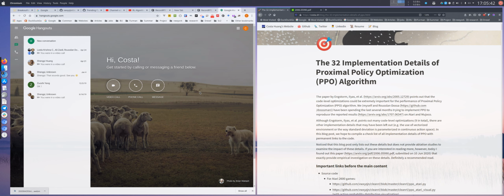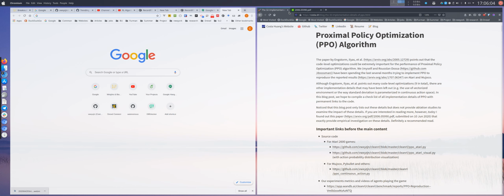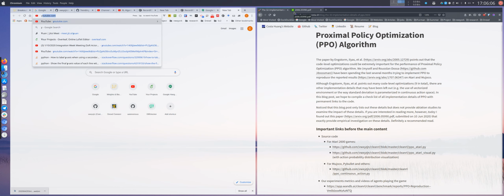So I spent a lot of time trying to reproduce PPO because it's very related to my research with applying deep reinforcement learning algorithms to real-time strategy games. That's why I spent a lot of time on it. And as a result, I wrote a blog post explaining a bunch of findings, a lot of details regarding the PPO implementation.